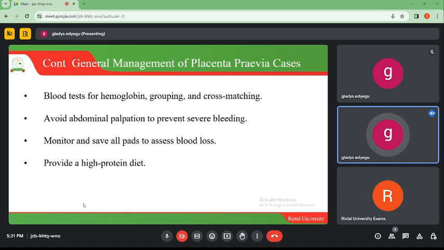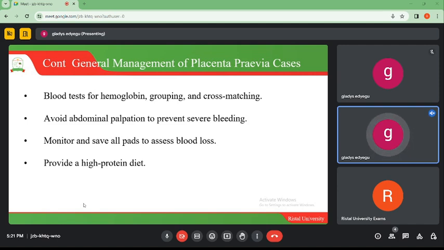So we need to save some of the pads. And in most cases, our mothers don't use pads. Some of them come from rural areas and they're just using either a cloth, and it becomes very difficult for us to actually estimate. But it's very important for you to save all the pads that the mother has been using so that you can be able to estimate the amount of blood this mother is losing.